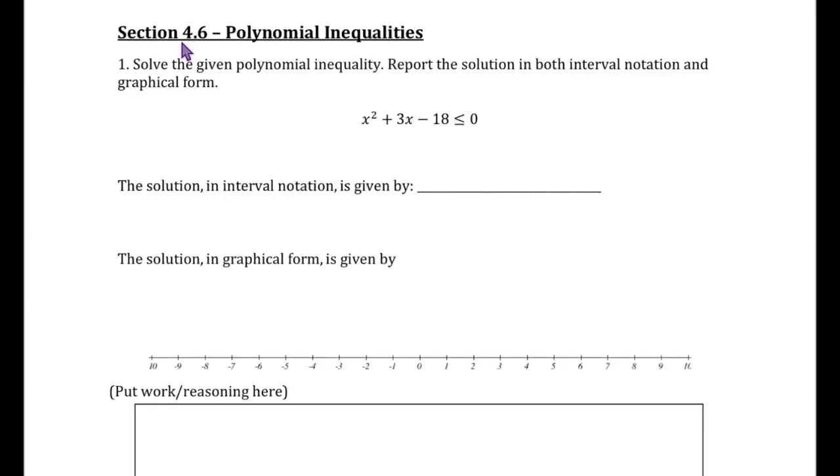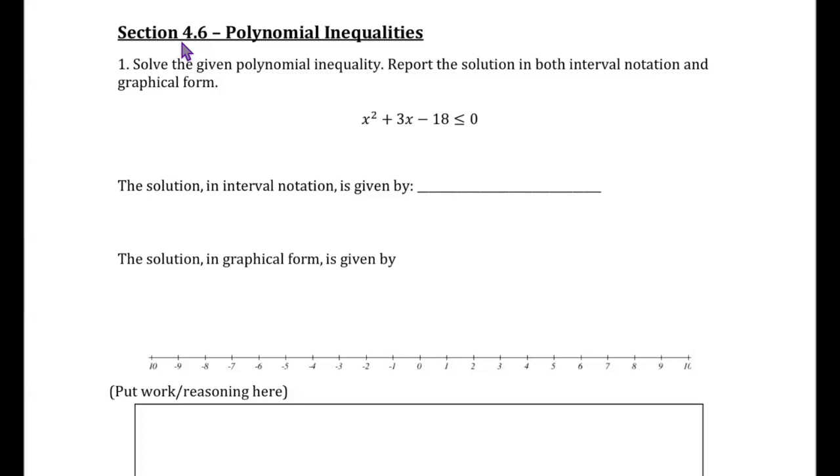So section 4.6 is about solving polynomial inequalities. Well, we remember how to solve polynomial equations, right? If the polynomial may be with the degree 2 or higher. But now this section will take a look at solving inequalities where the expression is a polynomial function or is a polynomial expression.